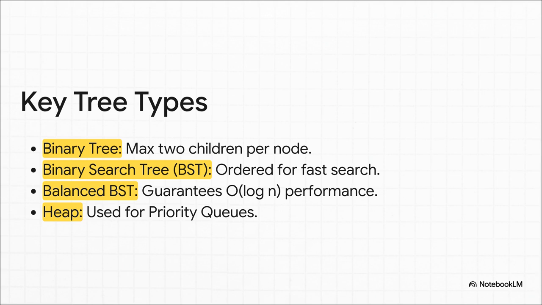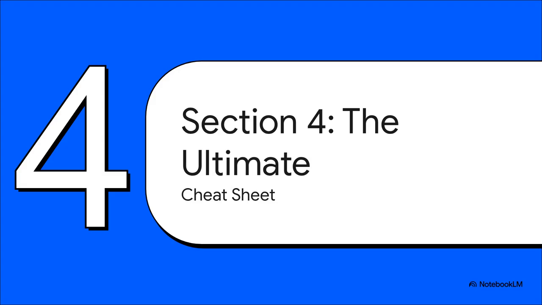But the real workhorse, the one you'll see in a lot of systems, is the balanced BST. See, a regular BST can get all lopsided and become slow, but a balanced tree is smart. It actually rearranges itself as you add things to make sure it stays efficient and guarantees those super fast search times. Okay, so we have officially filled up the toolbox. Now it's time for the ultimate cheat sheet, the part that tells you exactly which tool to grab for which job. This is the stuff interviewers love to ask about.